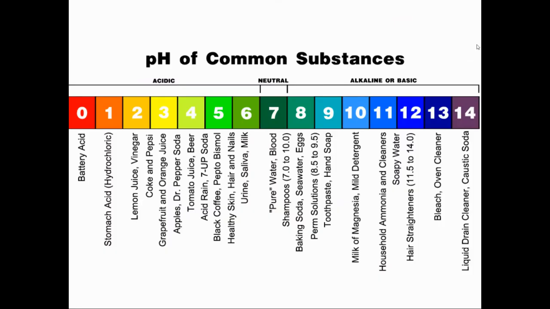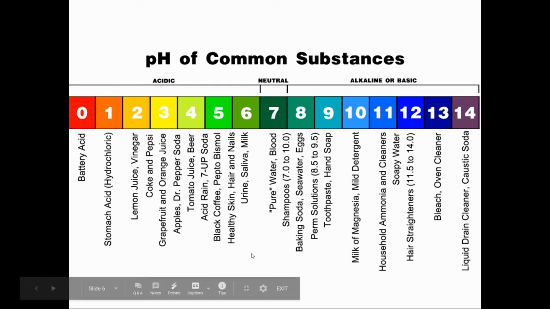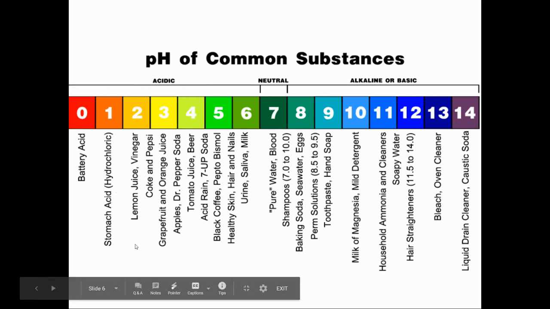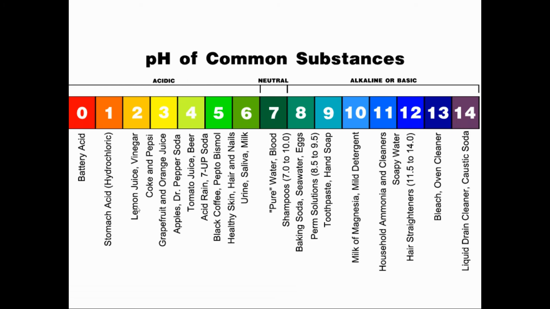So here's the pH scale, and you can pause and see some common examples of different acids and bases. One of the strongest acids is battery acid. Stomach acid is just a little bit weaker than battery acid, so battery acid is pretty strong. One thing you can see here is lemon juice is pretty acidic. It's a 2 on the pH scale.